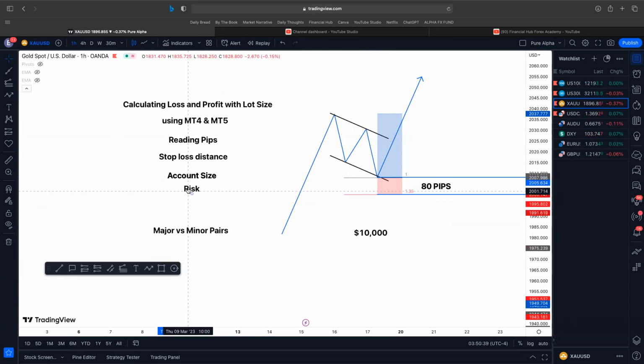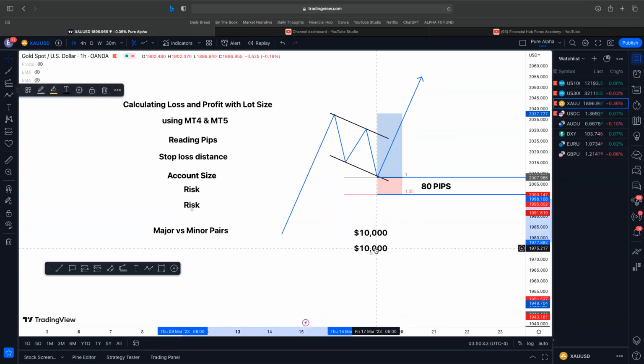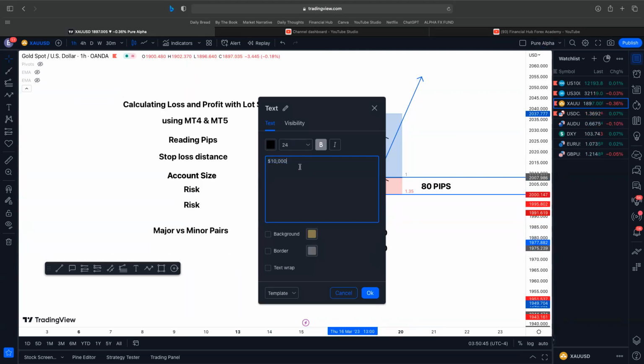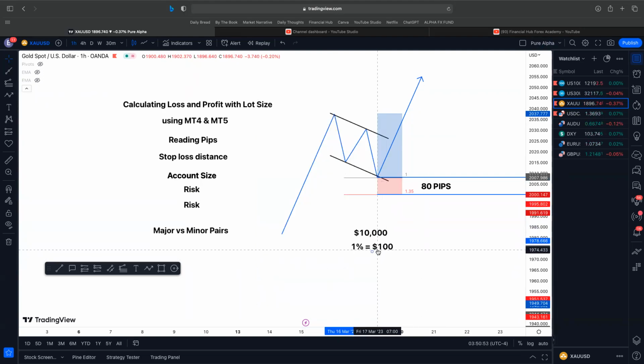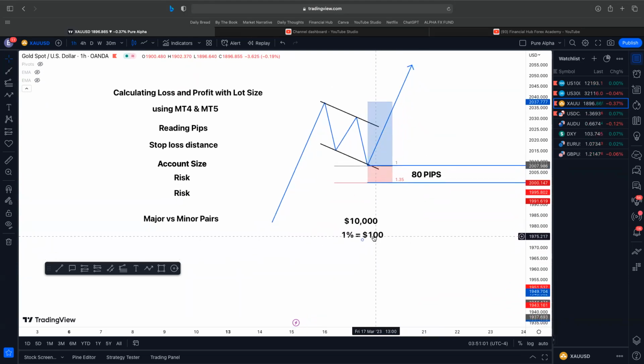Account size and risk go together. Let's say you want to risk 1%. 1% is about $100, so that's how much you want to risk. Now how do you calculate your lot size using this? The important factor is this 100. What you normally do is take your 100 divided by 80.